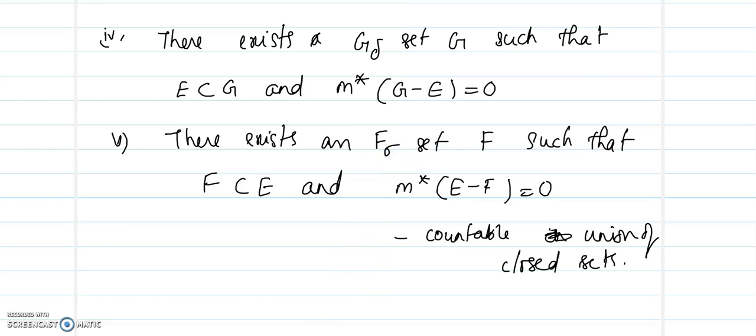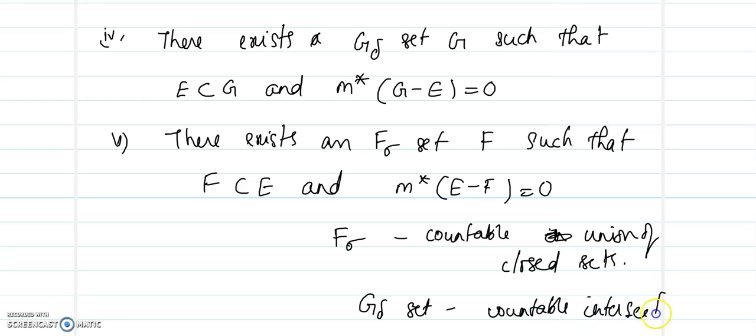So that is an F sigma set. By an F sigma set you mean that it's a countable union of closed sets, and a G delta set is a countable intersection of open sets. So if these conditions hold, then this can be used to show that a given set E is measurable. Now let us look at a few problems.